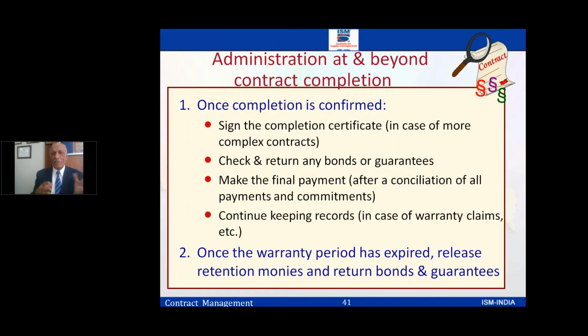Now coming back, administration at and beyond the contract completion. The contract completion is done. Sign the completion certificate. Somebody has to sign. The contract is completed. Check and return any bonds or guarantee. You might be keeping some bonds or guarantees around, so you have to check that and give it back. Make the final payments.